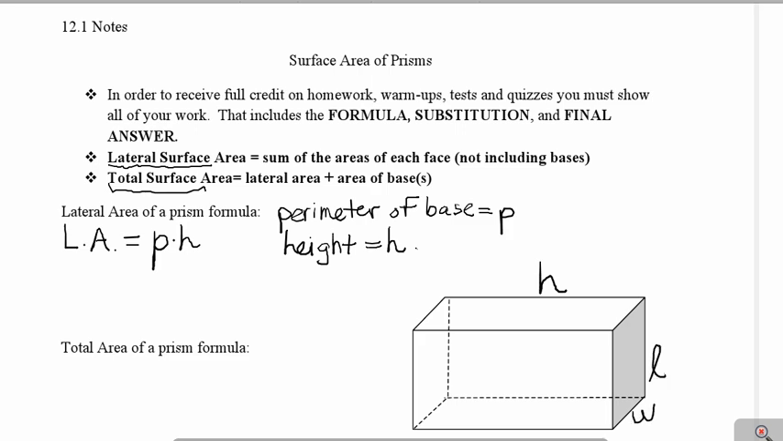So where does this formula come from? How did we know that to calculate the lateral area, we take the perimeter of the base and we multiply it by the height? Well, recall that the definition of lateral surface area is the sum of the areas of each face, not including the two bases. So we're not going to include the area of these two bases.